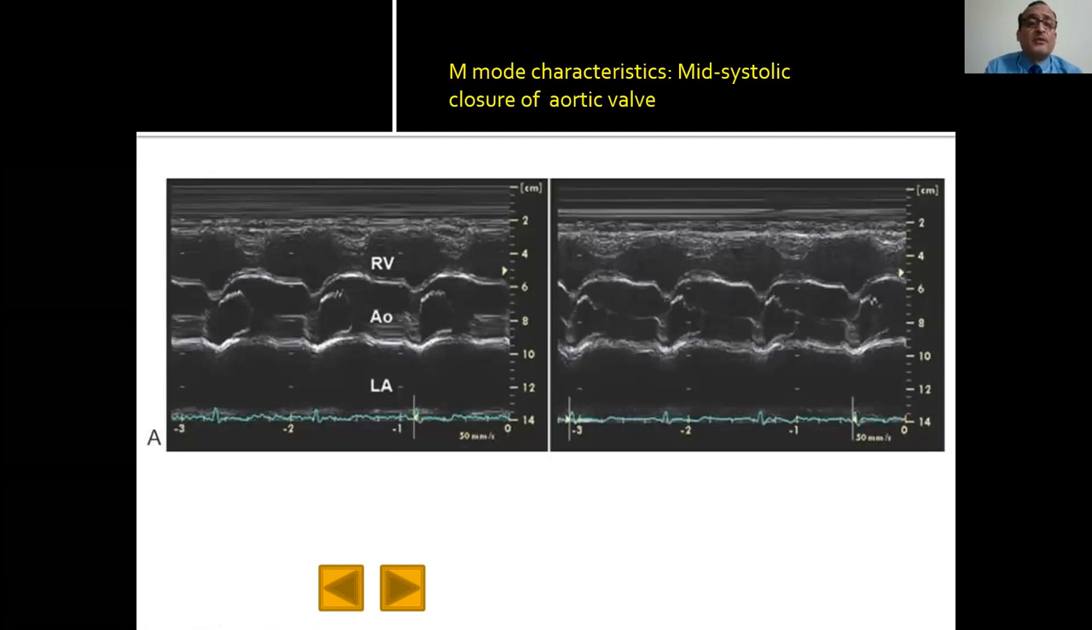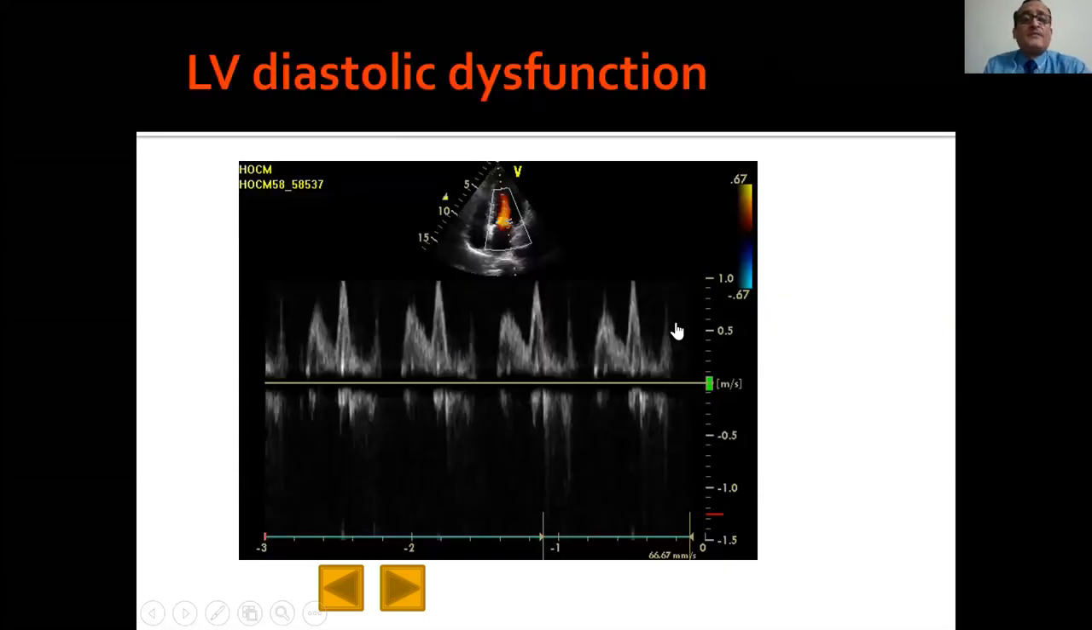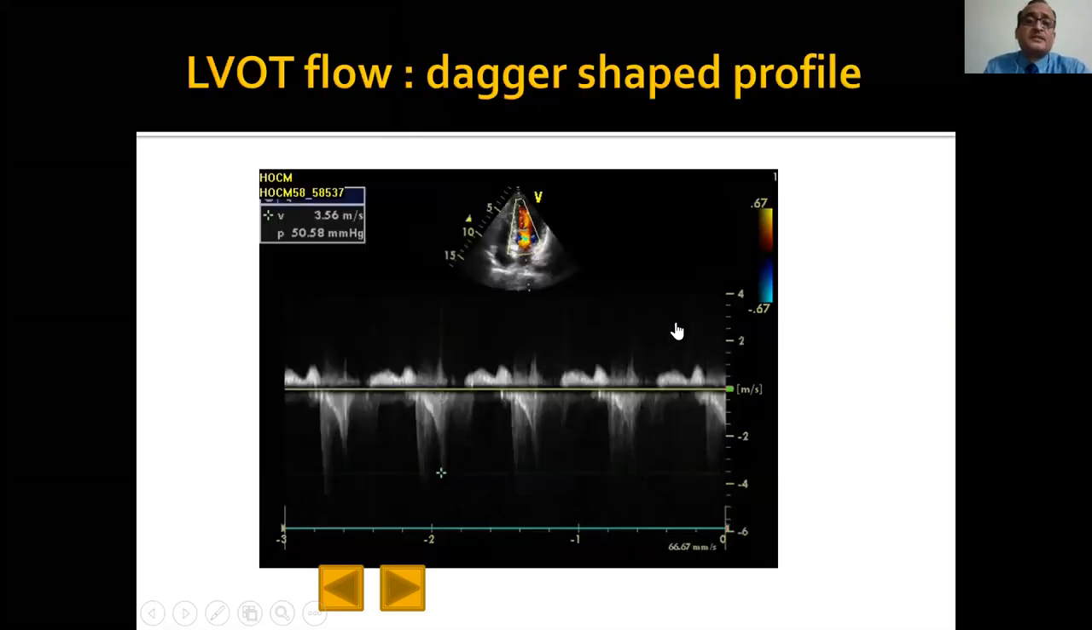Mid-systolic closure of the aortic valve. See, this is a normal person, a rectangular opening of the aortic valve. And here, there's a mid-systolic notch, which is characteristic of hypertrophic obstructive cardiomyopathy. Sorry. LV diastolic dysfunction progresses from grade 1 to higher grades.